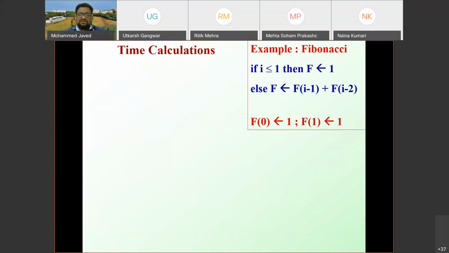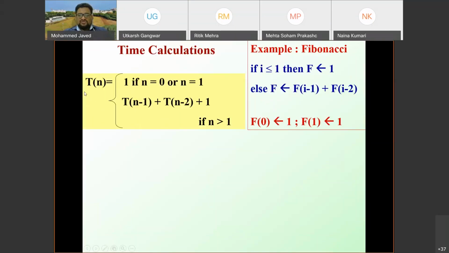So time calculation in case of a Fibonacci number. So Fibonacci number is that if i is less than 1, then f is equal to 1, else f is equal to f of i minus 1 plus f of i minus 2. We have already f of 0 as 1, f of 1 as 1. This is the initial condition. So now in this case, what would happen? The time needed for t of n, if n equal to 0 and n equal to 1 is 1, whereas if it is greater than 1, then it is t of n minus 1 plus t of n minus 2.